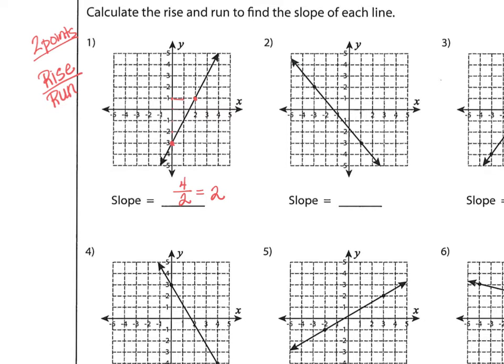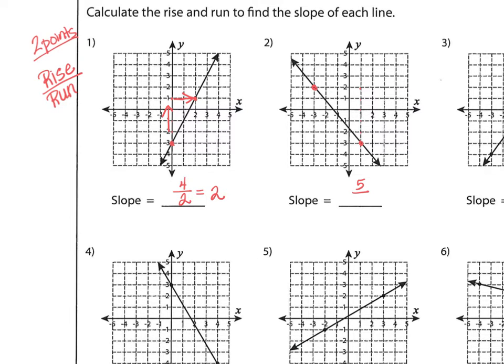This one is positive. So we went up 4 and we went right 2. This one is positive, and you can tell we said from the beginning it would be because it's slanting upward. Okay, let's look at number 2. I need 2 points, so I'm going to put dots on these 2. I'm going to start with my bottom dot, and I'm going to count how many blocks I rise. So I'm going to rise 1, 2, 3, 4, 5. That's going to be my numerator.